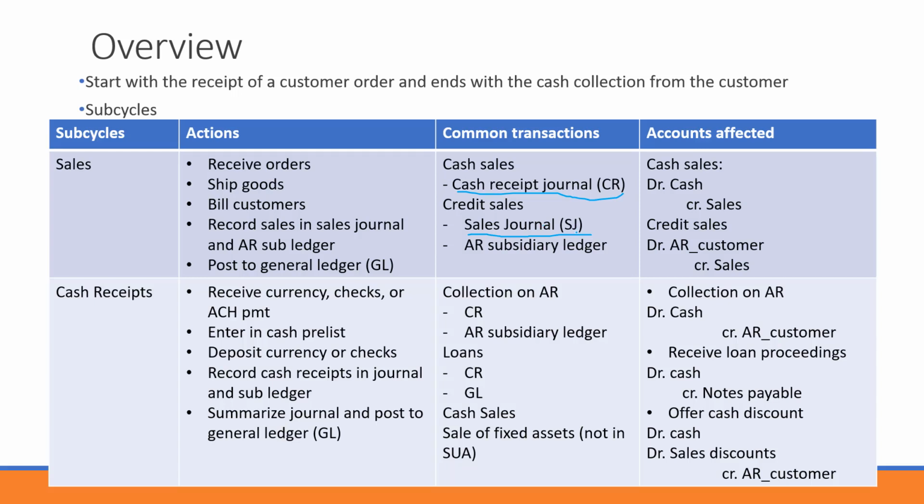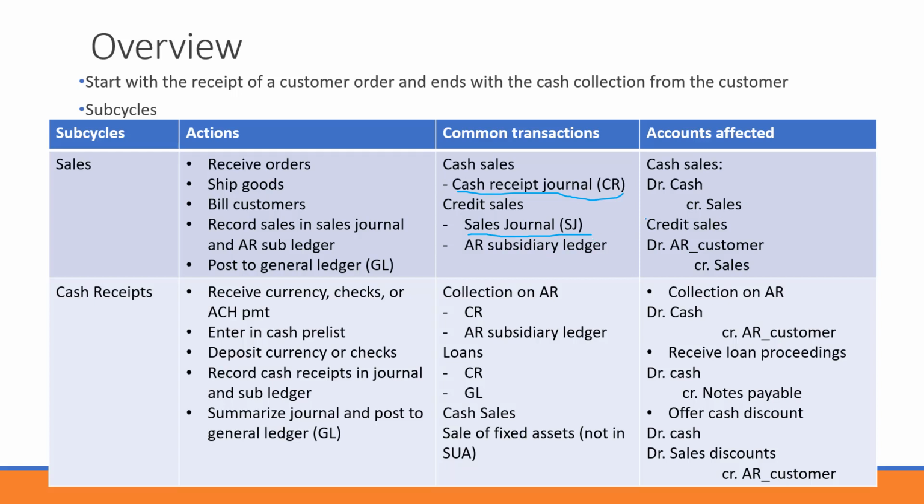Okay, SJ. So next time when I say CR or SJ, you should know that CR means cash receipt journal. Okay, so for credit sales, we also record things to the accounts receivable subsidiary ledger, which we will talk about later.